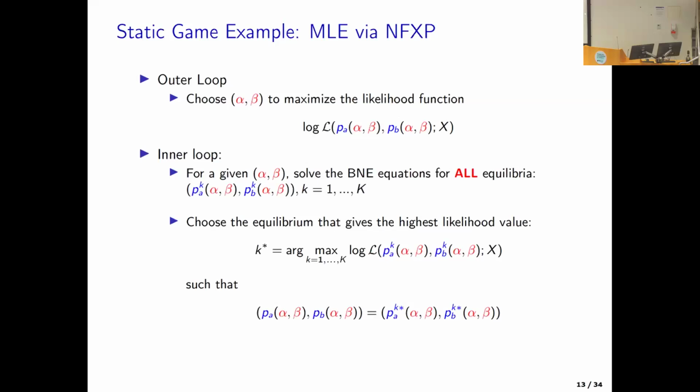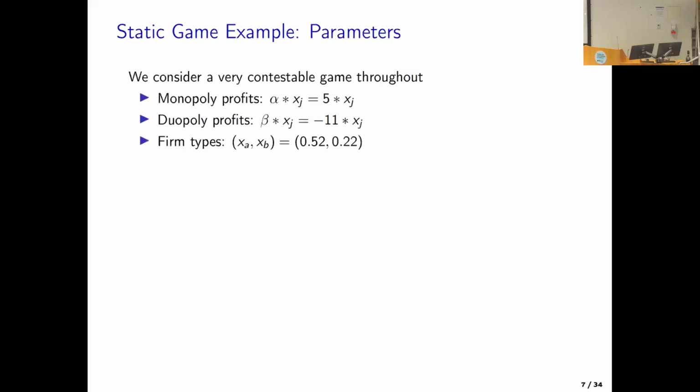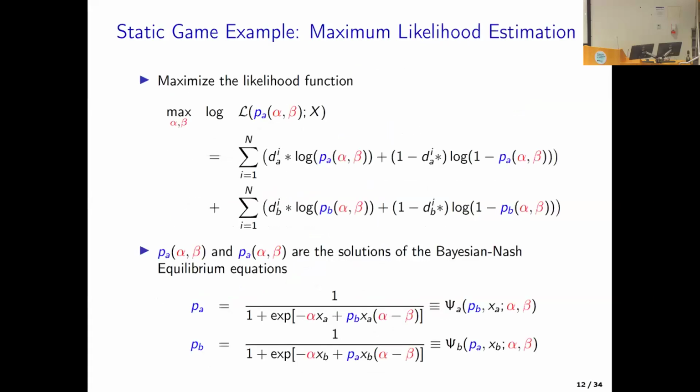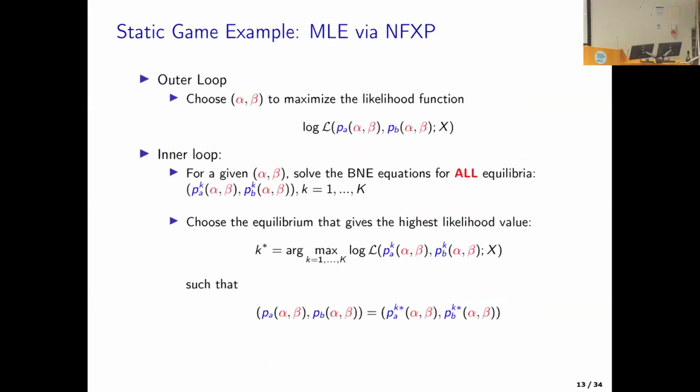So you search over the structural parameters to maximize this likelihood function we just wrote up. And then there's an inner loop where you solve these Bayesian-Nash equilibrium equations. So what's the challenge here in the inner loop compared to Harold Zucker?